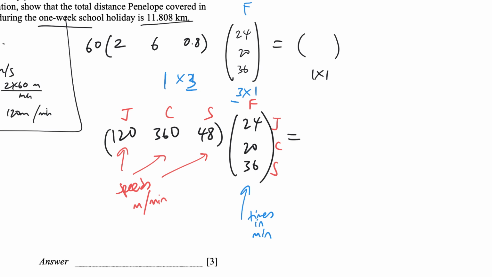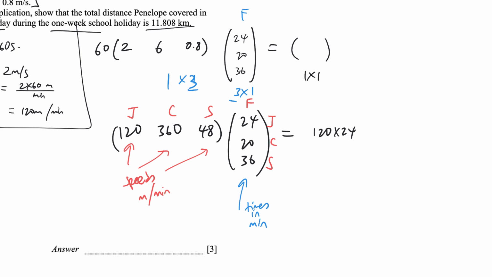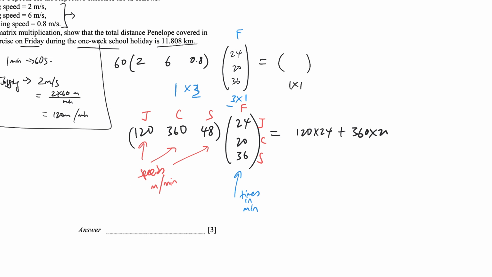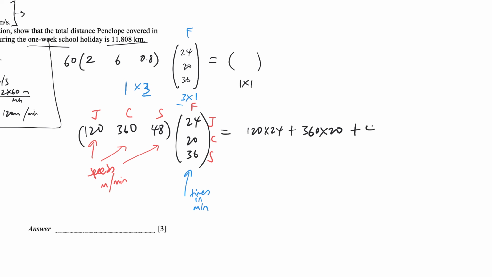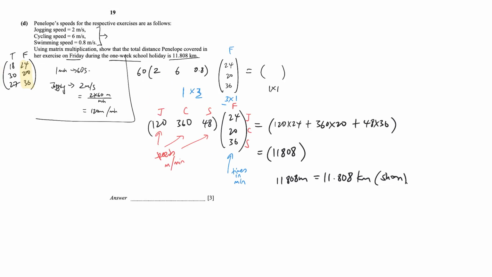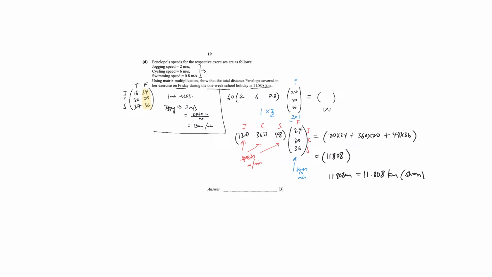And so over here what we will get is 120 times 24. So it's the speed multiplied by the time, which gives me distance. And then I add together 360 times 20, speed times time again, and then 48 times 36, speed times time again. And all this will give me 11808, and this is in meters. So I can say 11808 meters equals 11.808 km. Shown. Yep, so there we go.